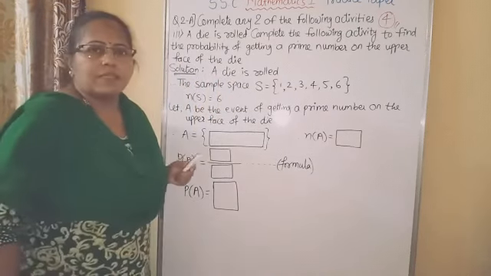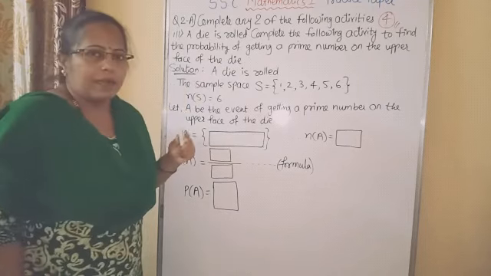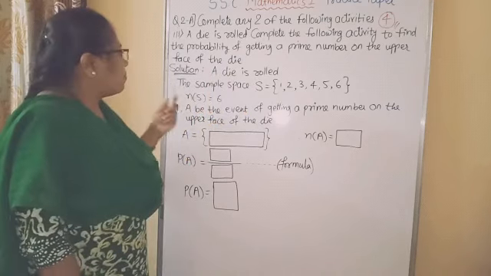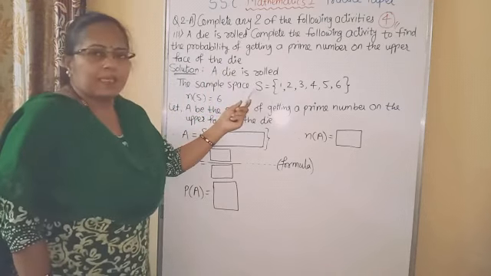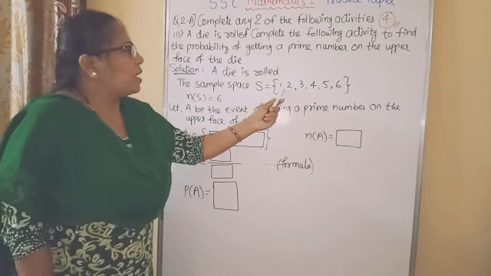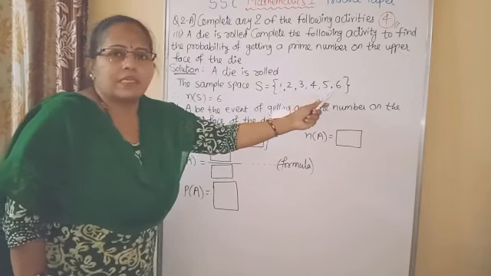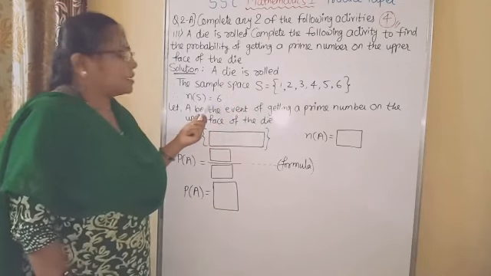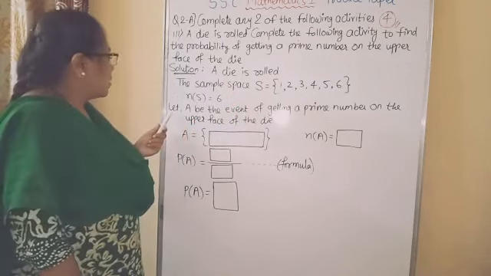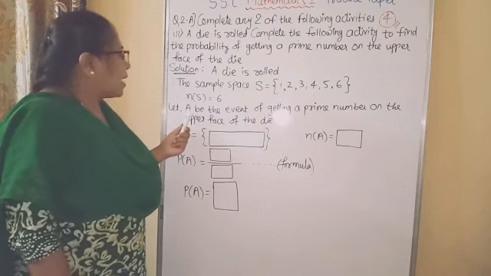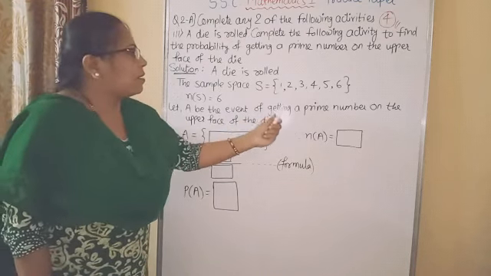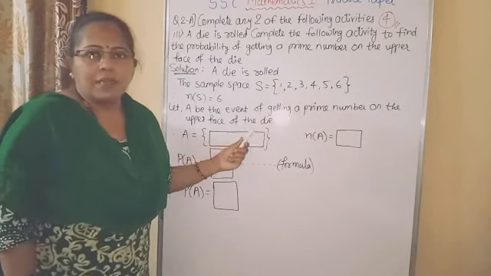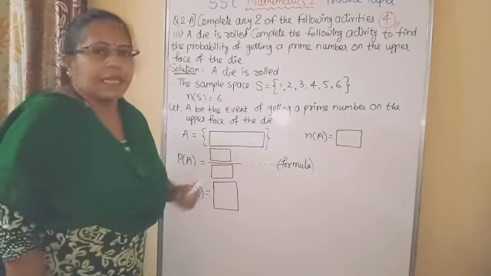Now while solving this type of question, first we have to write random experiment. A die is rolled. Therefore, the sample space S is equal to 1, 2, 3, 4, 5, 6. There are 6 numbers on each face. Therefore, n of S is equal to 6. The event is A be the event of getting a prime number on the upper face of the die. So, we have to complete this activity.